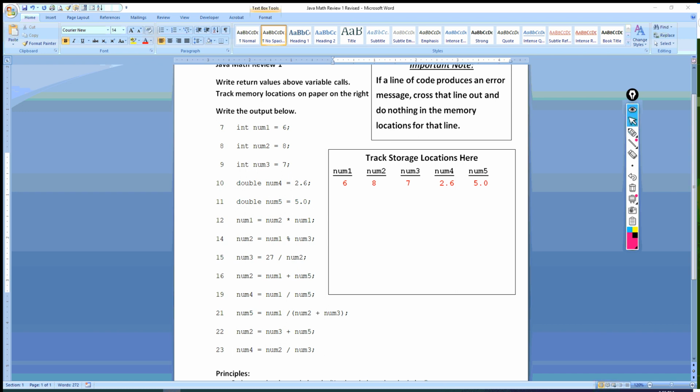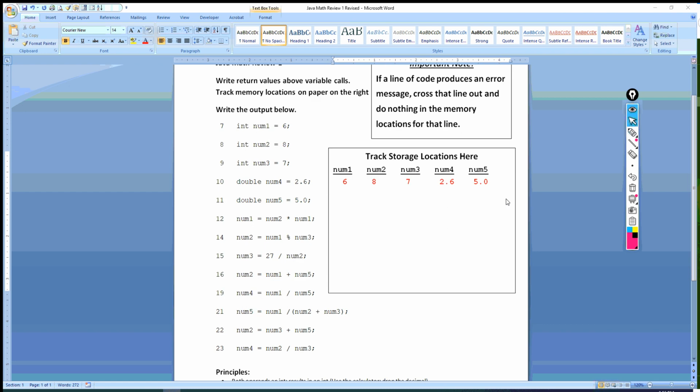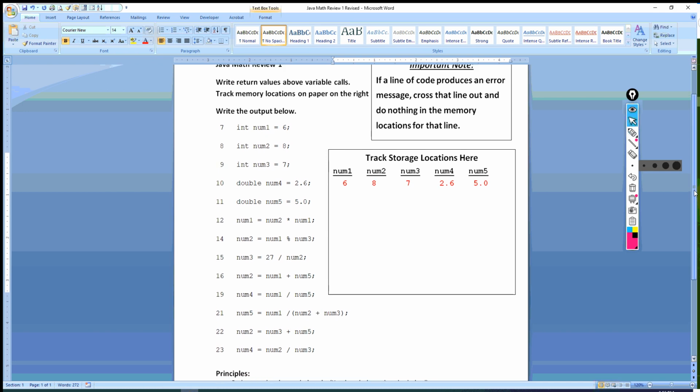Okay, this video is going to take you through the JavaMathReview1 solution, and so this would be good to see how things go in here, especially if you missed some of this. So the important thing right now during this video is there's some noise in the other room, so hopefully you can overlook that and be able to pay attention to what's going on in this video.